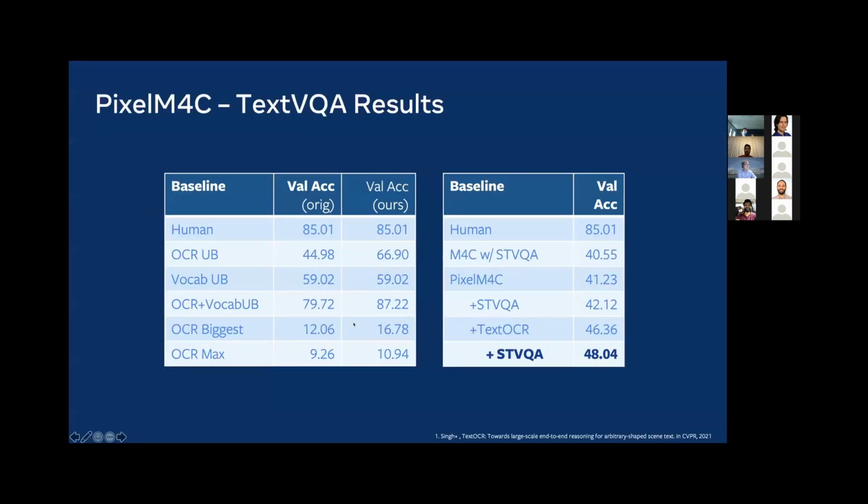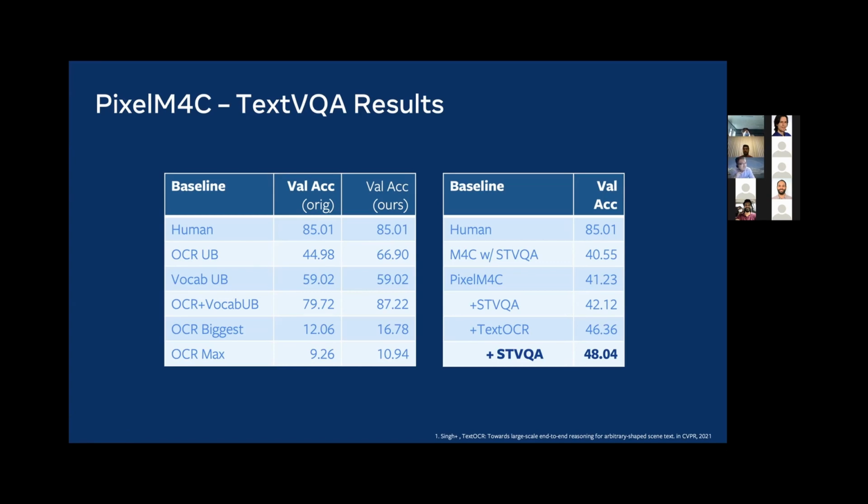On TextVQA specifically, the left table shows how the heuristic baselines that were introduced in the original TextVQA paper improved by using GT OCRs. The OCR upper bound in row 2 is specifically what you need to look at. It jumped to 67% from 45%. OCR upper bound basically means how well you can do on TextVQA if you only predict from OCRs.